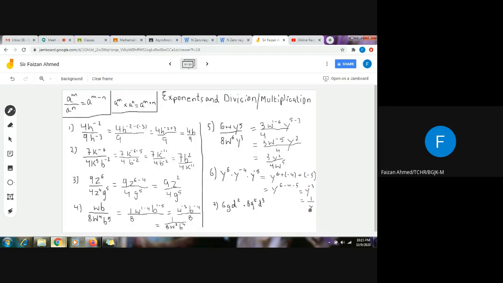So these are the questions which are very much similar, and you just have to pick the right law, and you have to show all the working. Don't skip the step because there will be a chance of error in skipping the step.